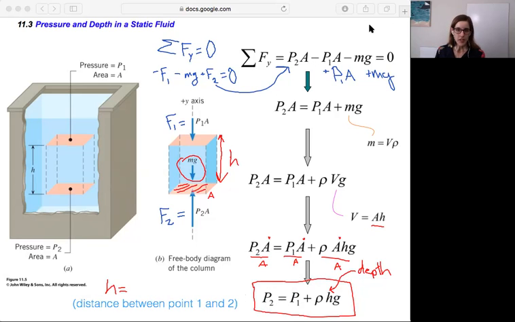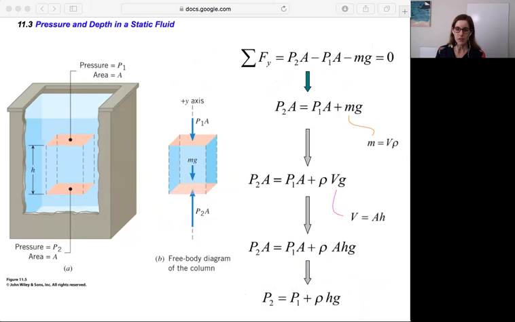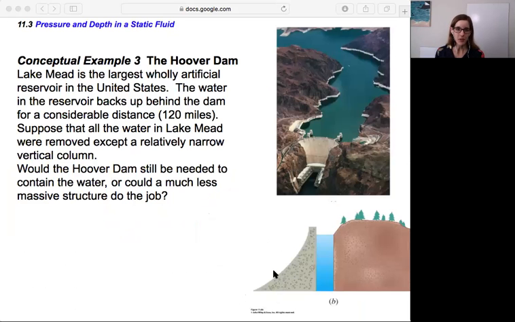Now that we've started to see these concepts, let's see it in some examples and see what we can see from that. So first, a conceptual example with the Hoover Dam. Lake Mead is the largest wholly artificial reservoir in the United States. The water in the reservoir backs up behind the dam for a considerable distance, 120 miles. That's more than shows up in this picture, right? So it keeps going for 120 miles. Whew.